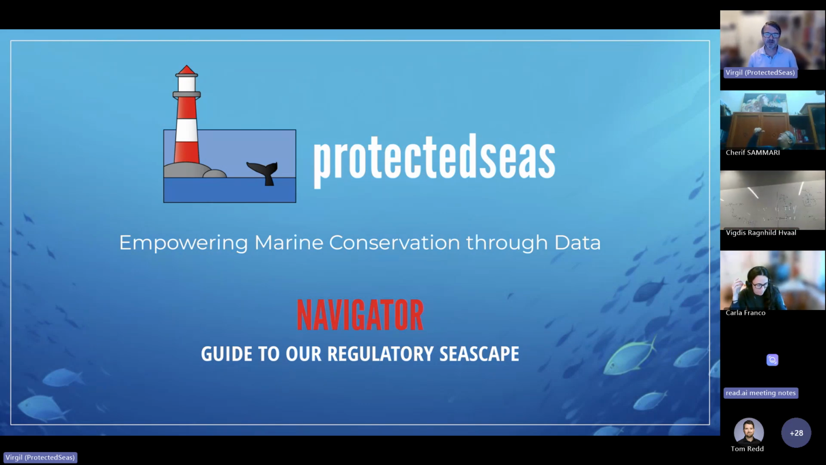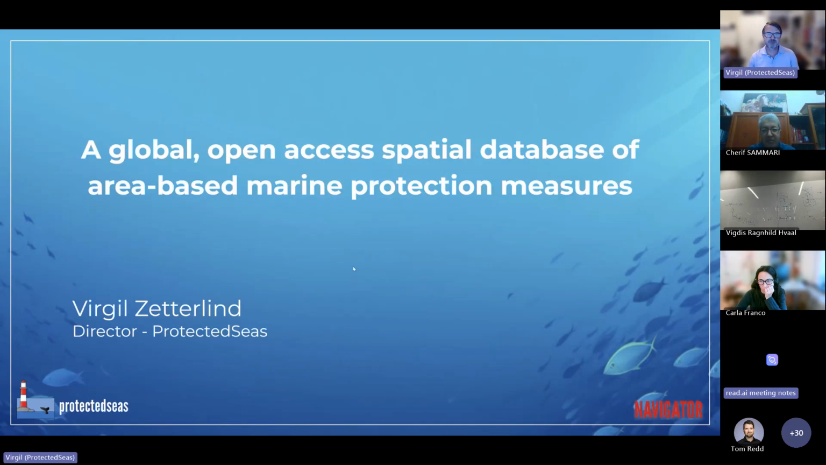So I'm Virgil Zetterlund. I'm Director at Protected Seas. We're a US-based organization working in ocean conservation technology, information, data, and tools. And again, particularly today, talking about the Navigator platform and how it's used in Hub Ocean or available in Hub Ocean. And at its most simple, Navigator is a global open access spatial database of area-based marine protection measures. And that's packing a lot into a short sentence.